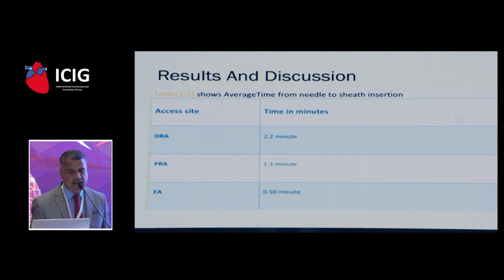The average time from needle puncture, from the first puncture to sheath insertion: for distal radial artery it is 2.2 minutes, for the proximal radial it is 1.3 minutes, and for the femoral artery it is less than 1 minute.